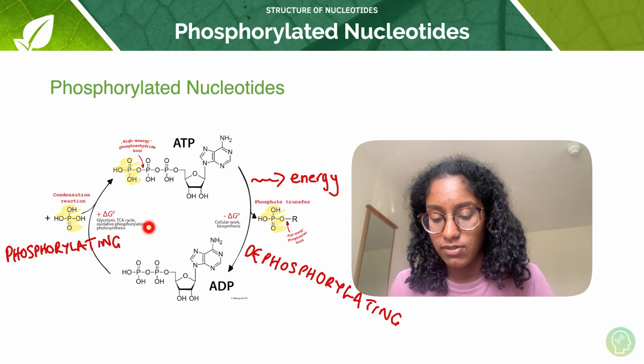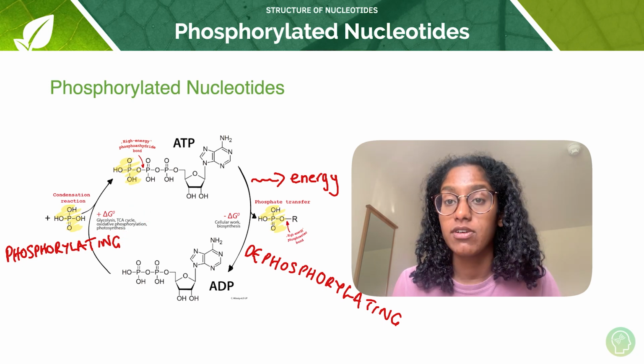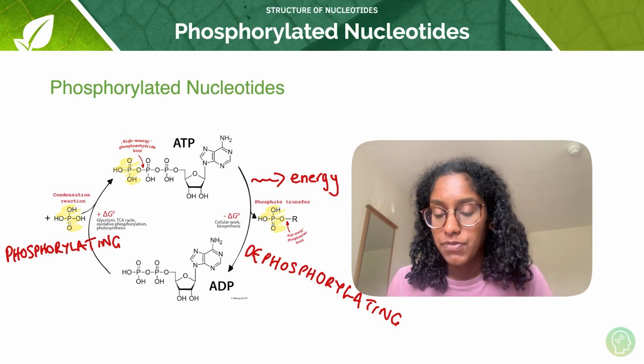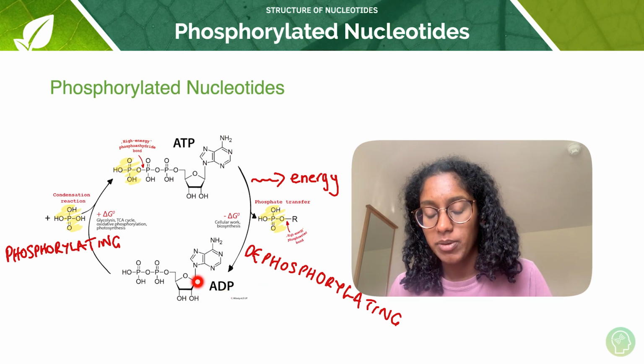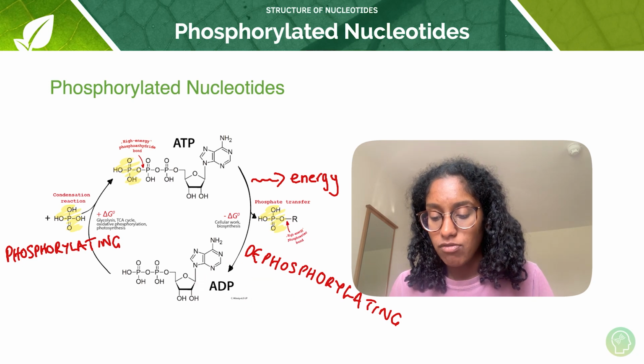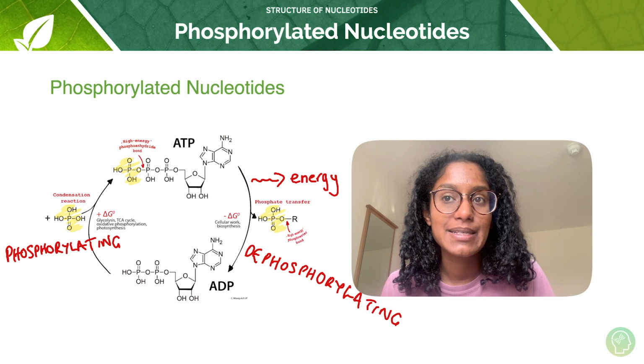And some examples are given here, such as glycolysis, the TCA cycle, oxidative phosphorylation, and photosynthesis. Whereas here, when we're releasing energy by breaking our phosphate bond and forming ADP, we can release energy which can be used for cellular work and biosynthesis.